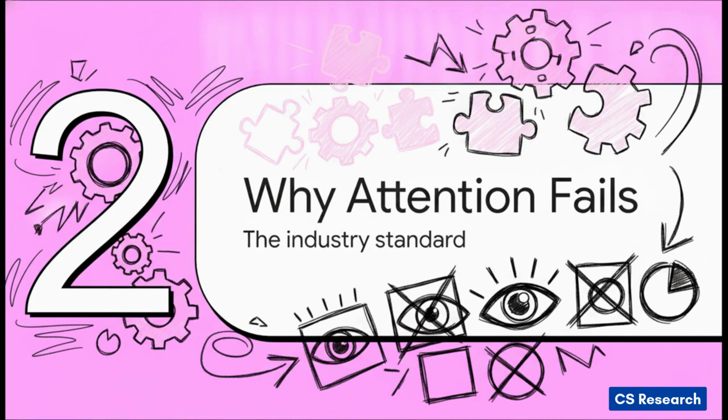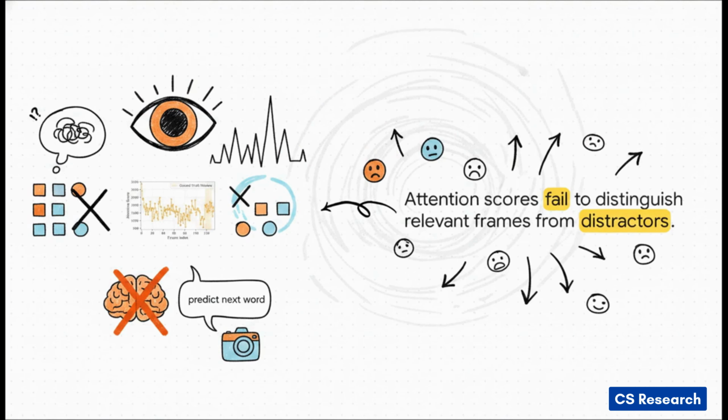Moving to Section 2, why AI attention fails. Let's look at the current industry standard. So, how do engineers currently try to fix this? Well, they generally use something called attention-based retrieval. But as we're going to see in full detail on this chart, it is fundamentally flawed when you apply it to visual models. Let's really break this figure down.